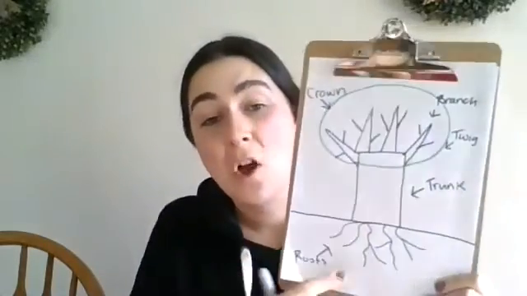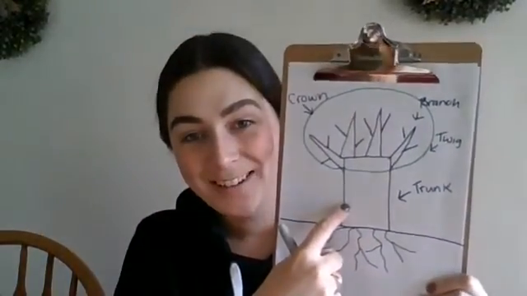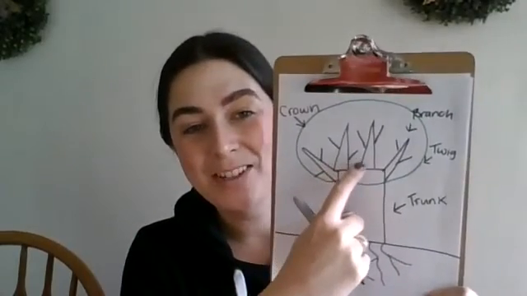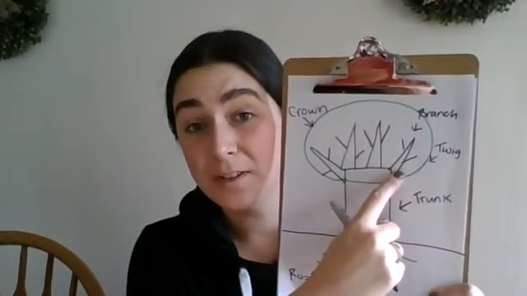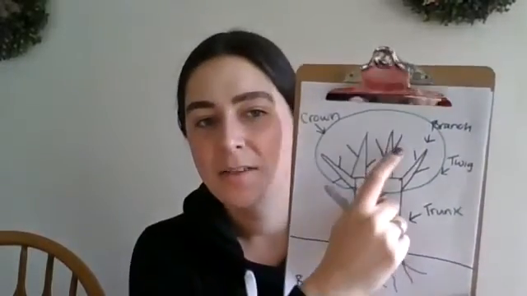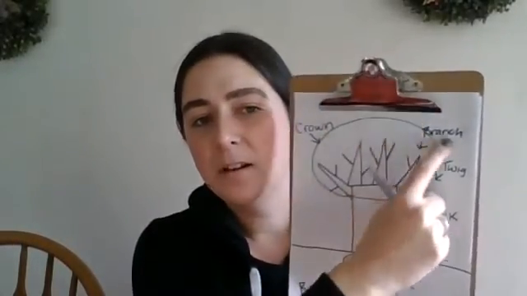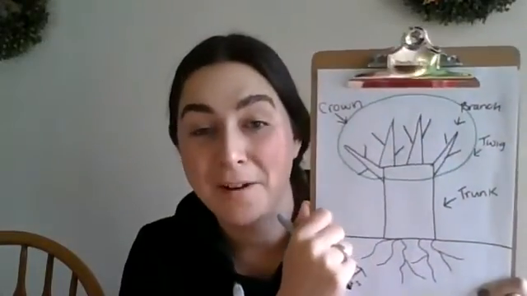So we have our tree roots, our tree trunk, our tree branches, the larger parts here. We have our tree twigs, or sticks, that grow off of our tree branches. And then up here is considered the crown of the tree.